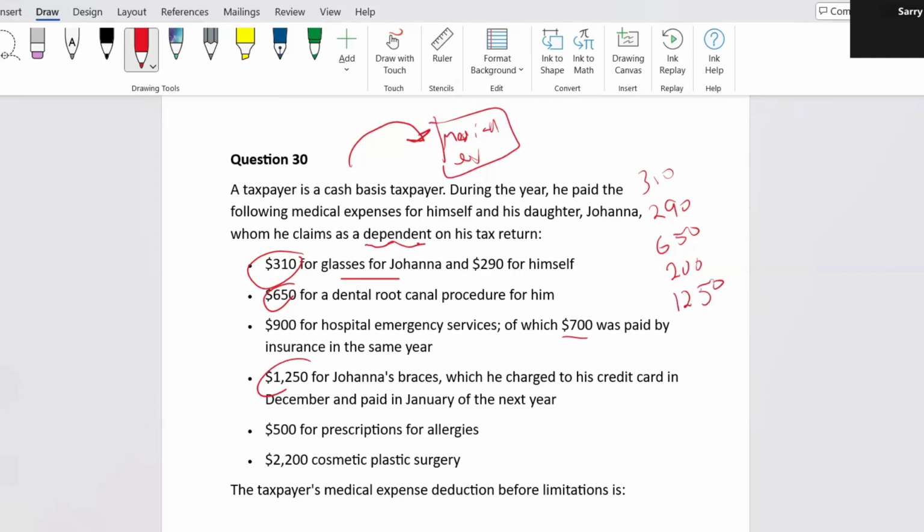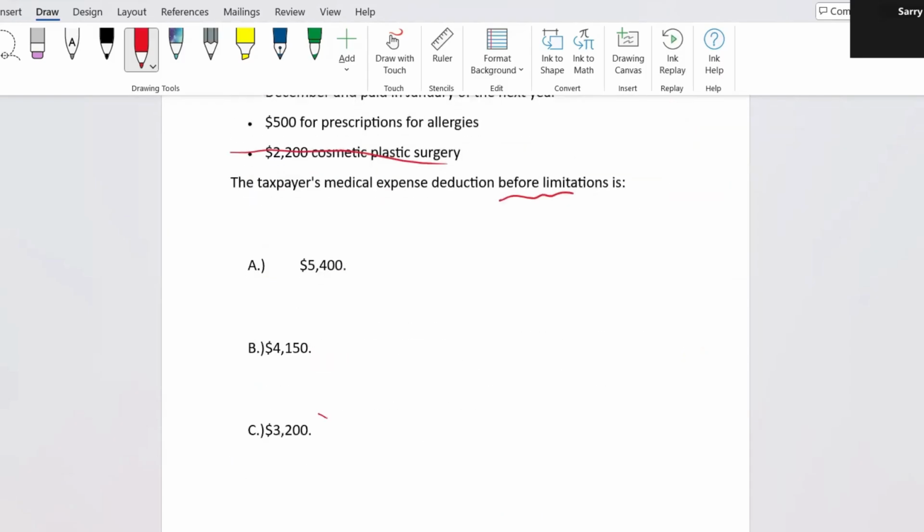$500 for prescription drugs, that does count. We add $500. $2,200 for cosmetic. Guess what? That doesn't count. So we cross out cosmetic, which leaves us with this math right here. Now let's add all this up. 310 plus 290 plus 650 plus 200 plus 1,250 plus 500 is $3,200 is the total amount before limitation. That's key right there. The correct answer is 3,200.